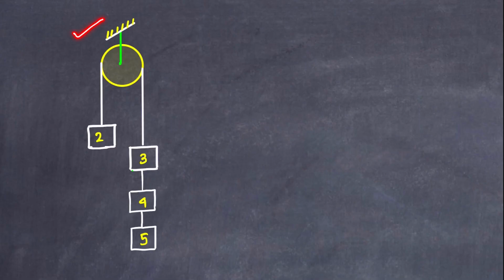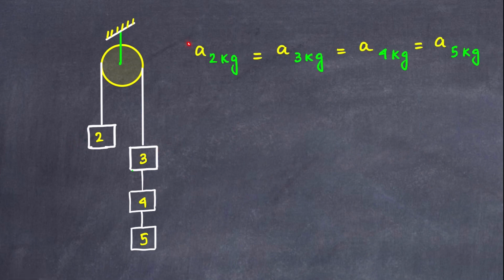So over here in this system there are 4 bodies, one of mass 5 kg, one of mass 4 kg, one of mass 3 kg, and the last one of mass 2 kg. You can see that the 2 kg and the 3 kg masses are connected by a single string. So the acceleration of the 2 kg block will be equal to the acceleration of the 3 kg block. And the 3 kg block and the 4 kg block are connected by this single string, right?